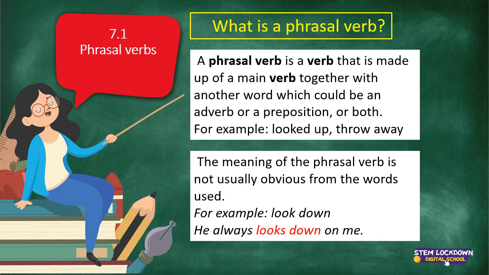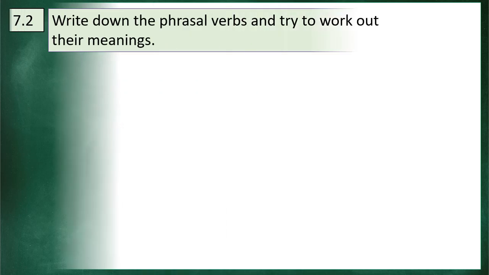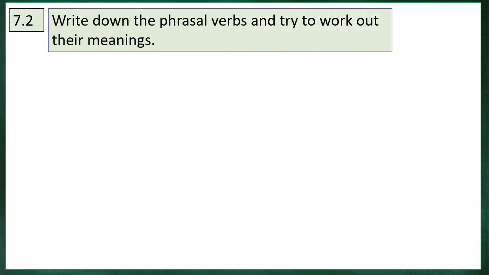The meaning of the phrasal verb is not usually obvious from the words used. For example, look down could mean just looking down, but it could also mean something else. He always looks down on me. That has a different meaning to just look down. So sometimes phrasal verbs have got two meanings. Let's do a practice activity with phrasal verbs. Write down the phrasal verbs in these sentences and try to work out their meanings.